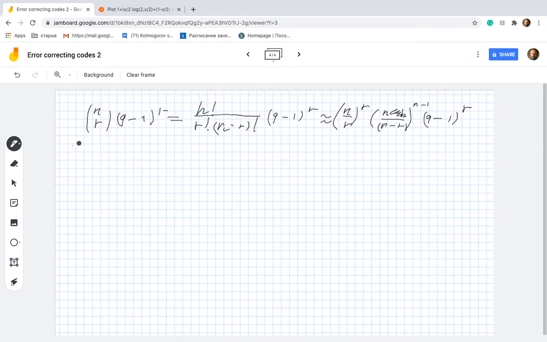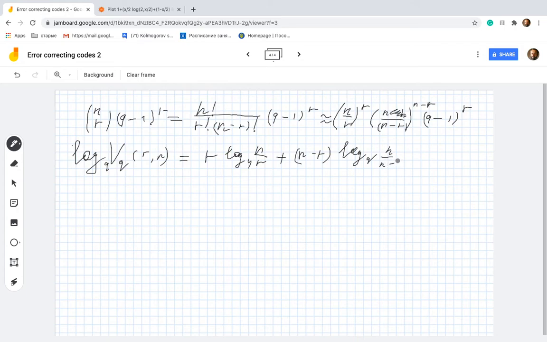And when we take the log, so this is the size of the ball up to a polynomial factor, and if we take the log base q of this, we obtain r times log n over r, plus (n minus r) times log n over (n minus r), plus r times log base q of (q minus 1).